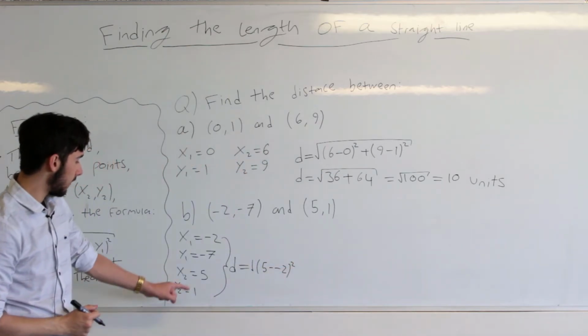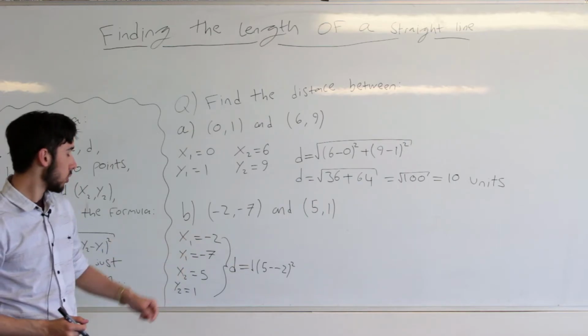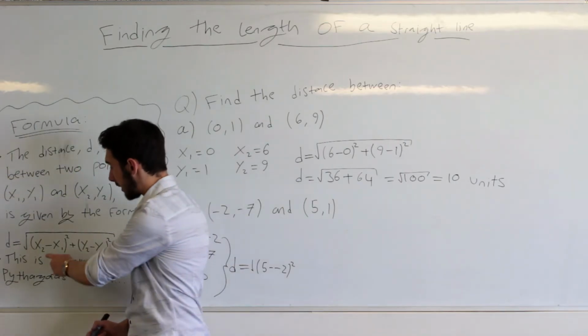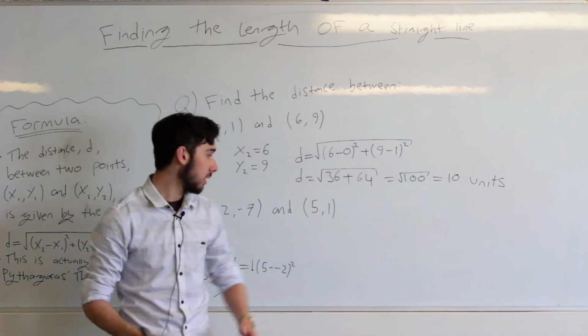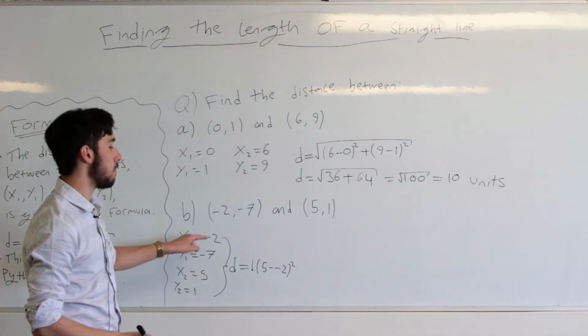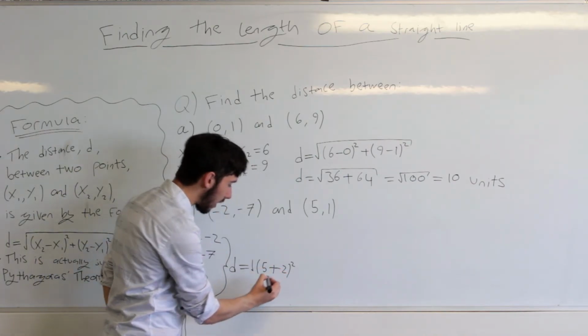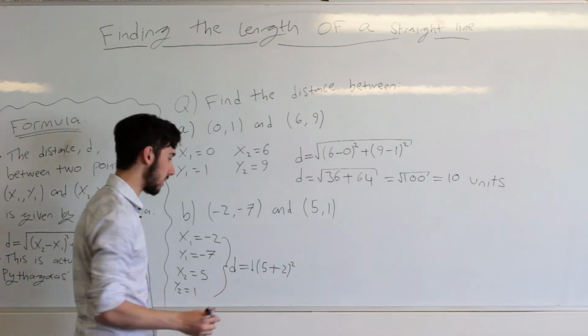Because, guys, x1 is negative. We have x1 is minus 2, so the minus is in the formula. It's x2 minus x1, so of course we're going to be doing x2 minus minus 2. And 5 minus minus 2 is just 5 plus 2, because that's a double negative.